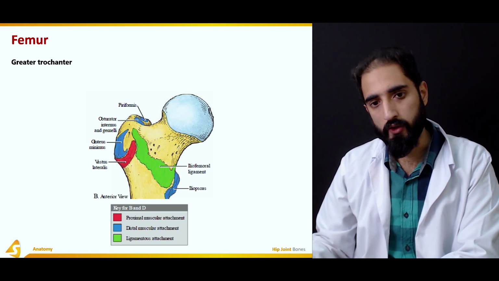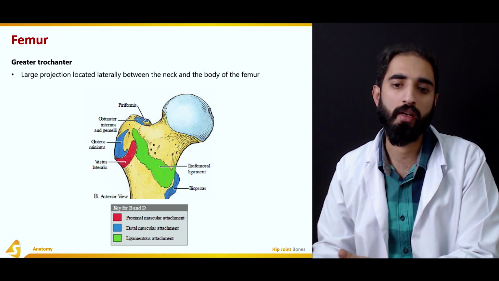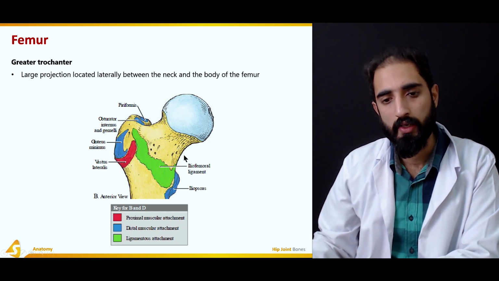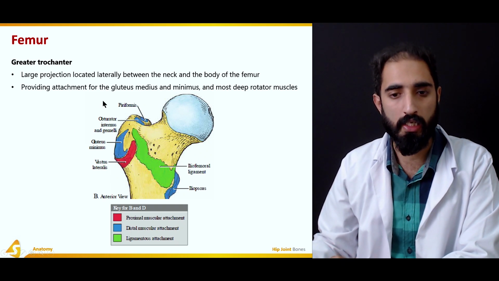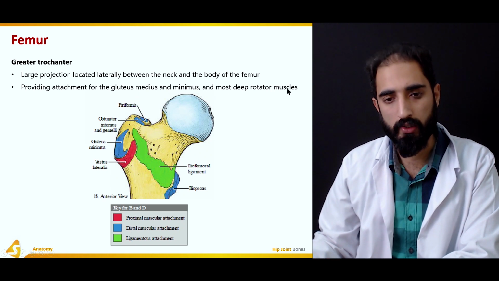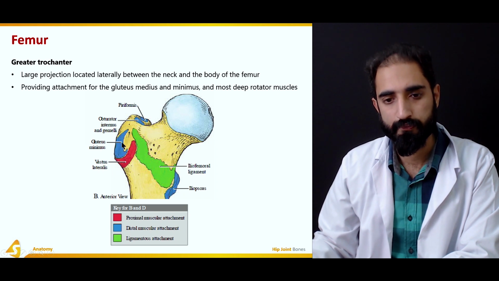Moreover, we also have the greater trochanter, which is a large projection located laterally between the neck and the shaft of the femur, and it provides attachment sites for gluteus medius, gluteus minimus, and other deep rotator cuff muscles. So here we can see this is the greater trochanter, and here we can see the attachment for obturator internus and gemelli, and also for the gluteus medius.